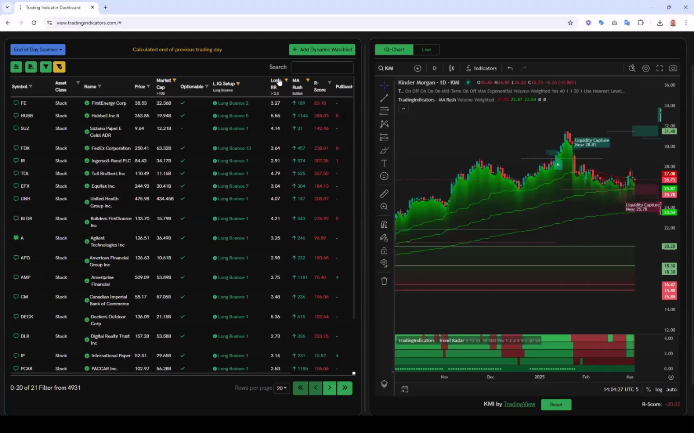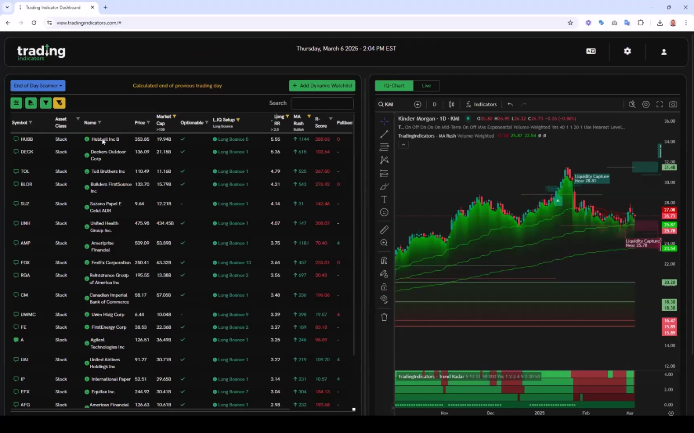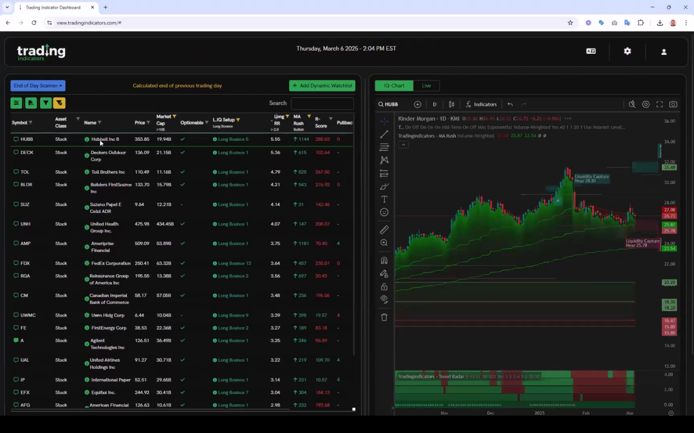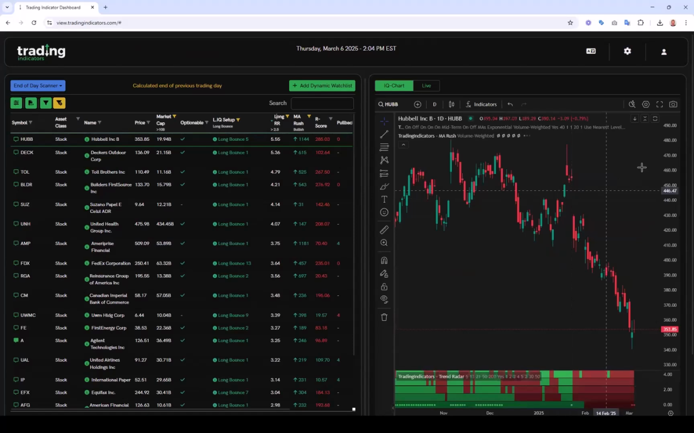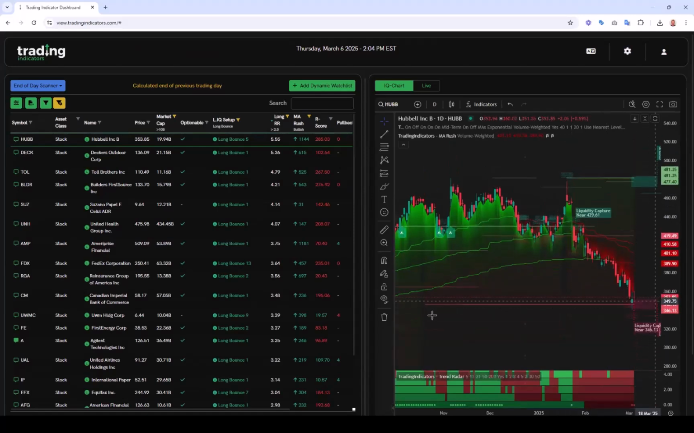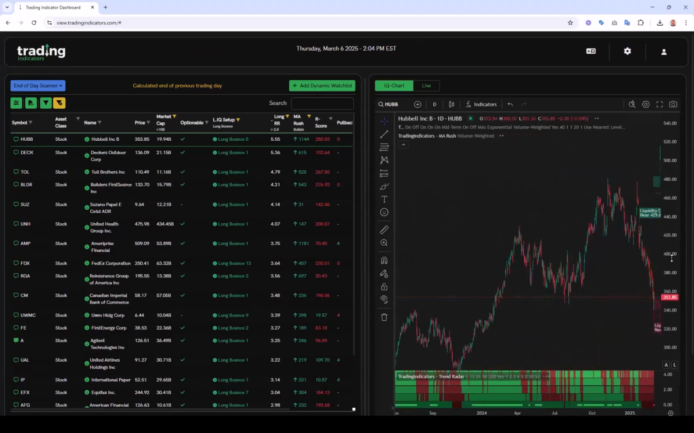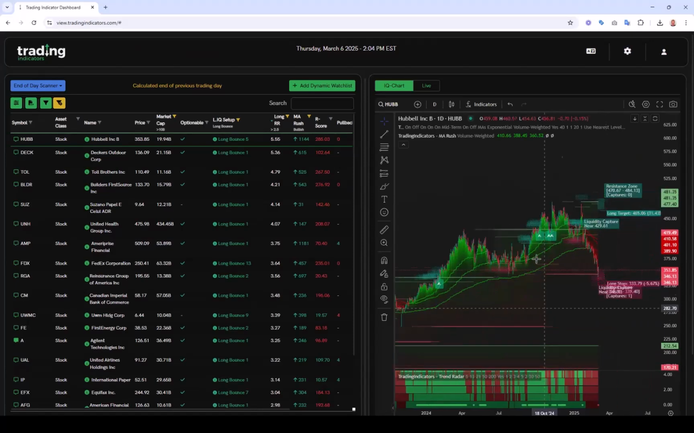And if I now sort this from highest to lowest, you can see the first one that stands out is this one here, Hubble Inc. B. All right, let's have a look. What's going on here? This stock is trading near support. All right, we've seen a bit of a pullback here, a deep pullback.